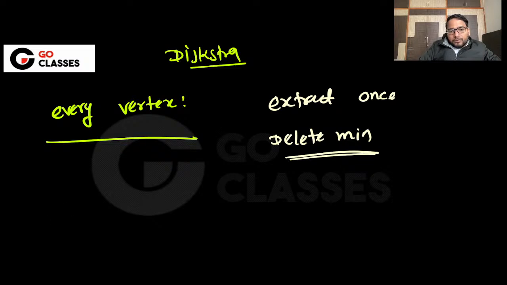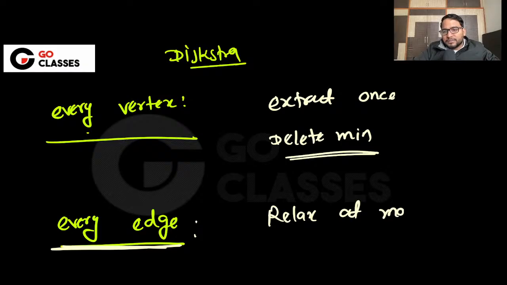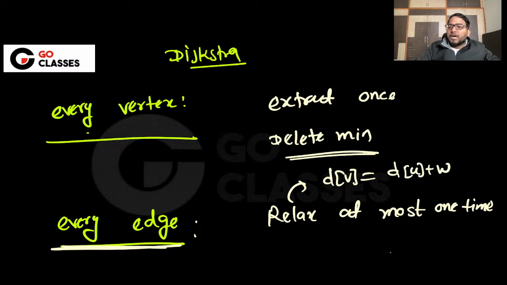So for every vertex, it is a delete min. And if you talk about every edge, then at most one time relaxation will be there for every edge. Can anyone tell me what relaxation means? In terms of heap terminology, relax is nothing but updating the priority, maybe to d(u) plus w(u,v) or some weight. If you are using a heap, this is called decrease key.